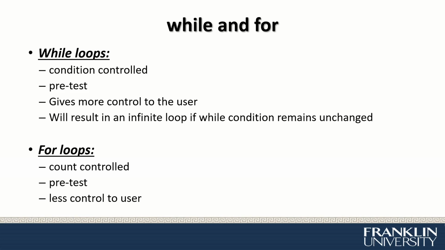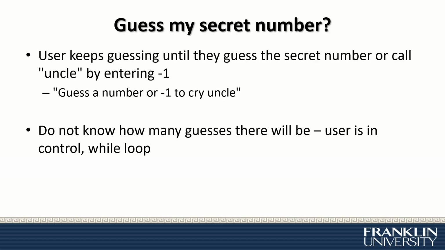Let's look at a couple examples to see which one you will use for the loop. You have played this game before. Guess my number. User keeps guessing until they guess the secret number or call uncle by entering -1. Now, you do not know how many guesses it will take. You might be lucky, the first guess is right, or it might take you a few dozen times. So in this case, it will be best to implement using a while loop. It depends on the condition whether you guess it right, and we do not know how many times it will take you to guess it.